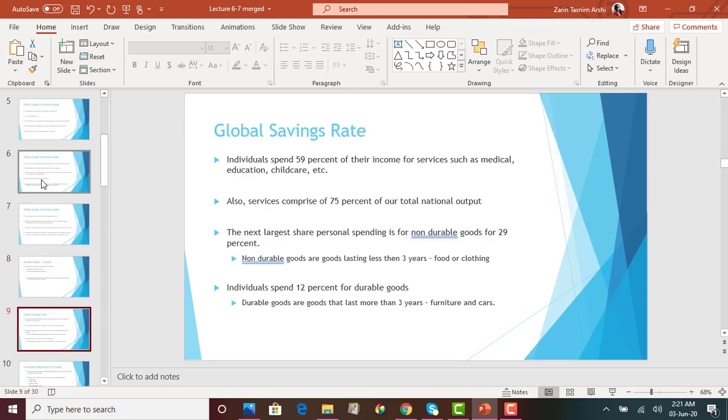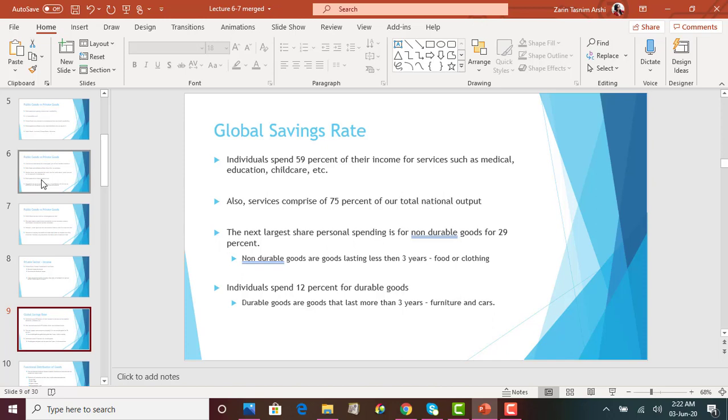Now, based on data we have seen that in the US, most of the personal income that people get, 59% of their income, is used for services. So let's say if my income is $100, then on average I spend $59 on services. Services include educational services, childcare services, and medical services. So I spend 59% of my total income on various types of services based on the US statistics.